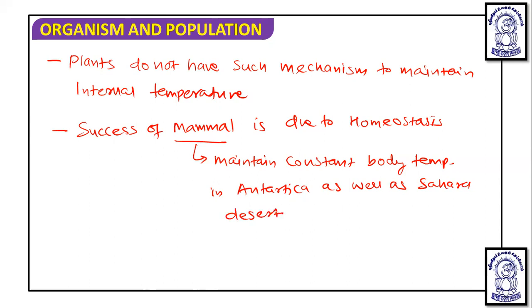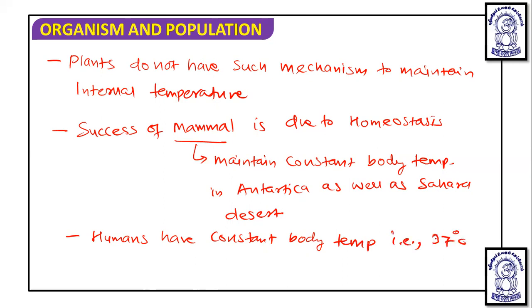Okay. After this, the mechanisms used by most mammals to regulate their body temperature are similar to those of humans. Humans have a constant body temperature of 37 degrees Celsius, and that particular temperature is maintained.